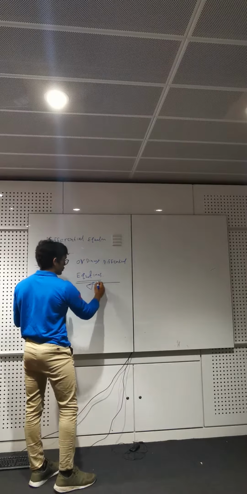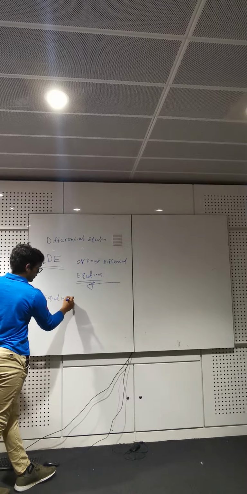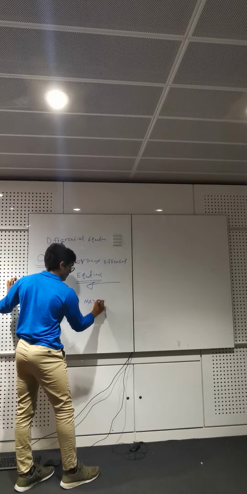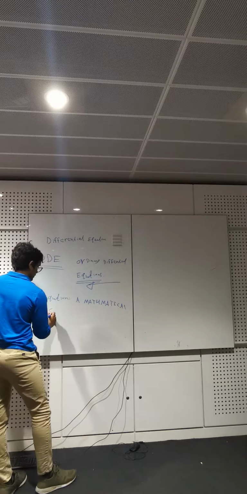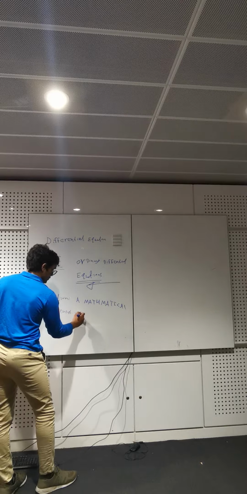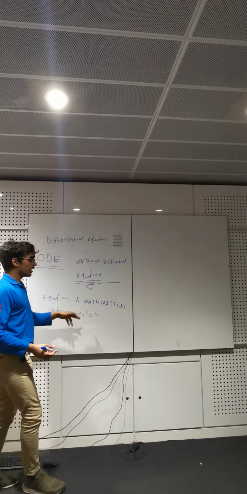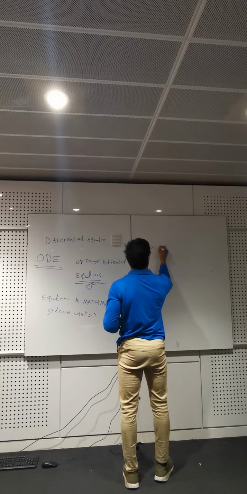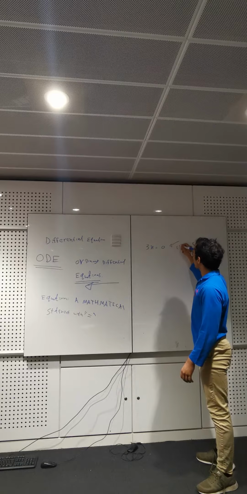The first word here is equation. So equation is a mathematical statement with the equality sign. So this is an equation. Anything with the equality sign is an equation. So 3x is equal to 0. This is called an equation.